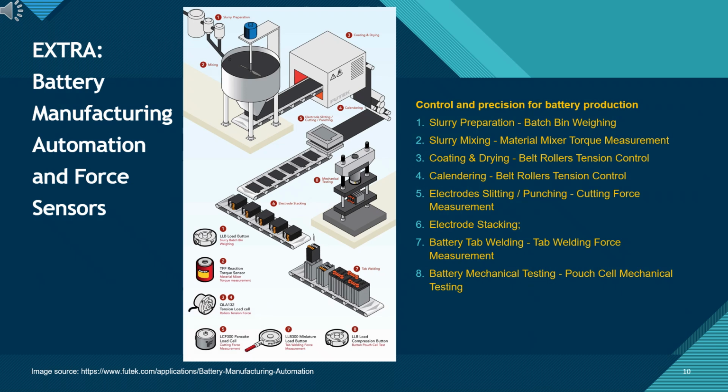Battery manufacturing automation and force sensors. This slide highlights the role of automation and precision force sensors in the battery manufacturing process. Each stage, from slurry preparation and mixing to coating, drying, calendaring, and electrode punching, relies on accurate force and torque measurements to ensure quality and consistency. Sensors also monitor key processes, including electrode stacking, tab welding, and pouch cell mechanical testing. By integrating these automated measurements, manufacturers can achieve higher process control, reduce defects, and improve overall efficiency in large-scale battery production.